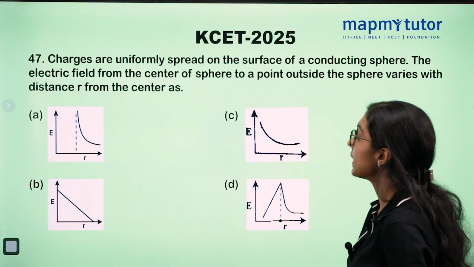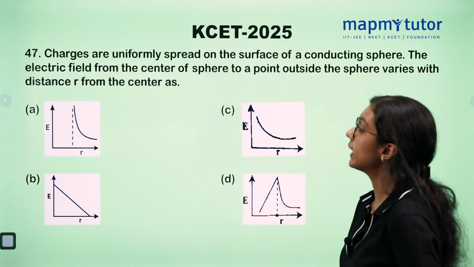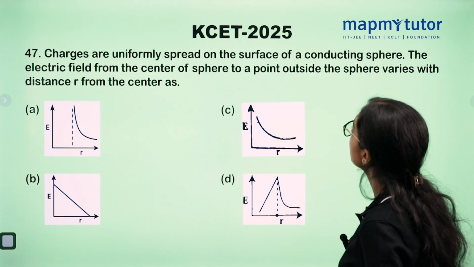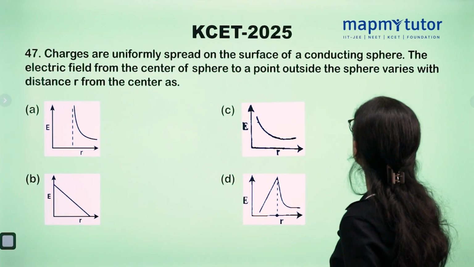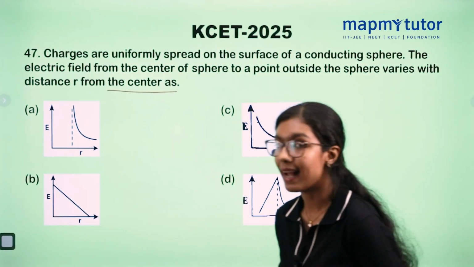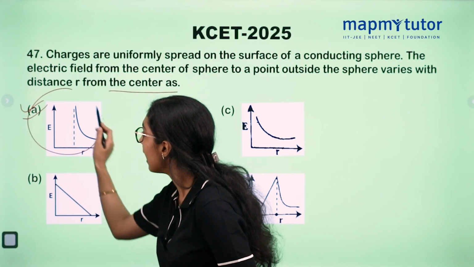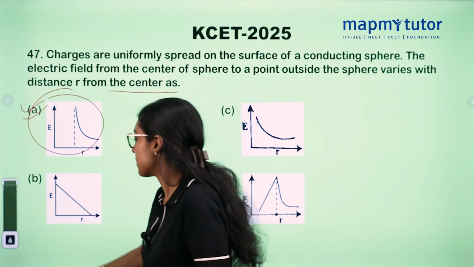Direct graph from your NCERT. What is the question? Charges are uniformly spread on the surface of a conducting sphere. The electric field from the center of the sphere to a point outside the sphere varies with the distance r from the center as. It's given here in NCERT. Option A is the correct answer. There's not much explanation required here.